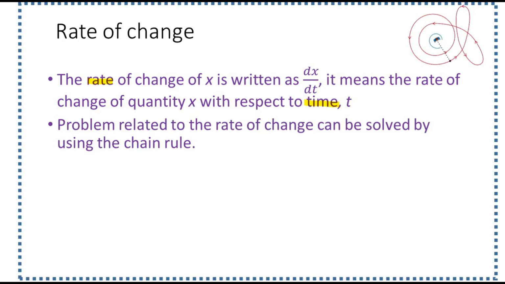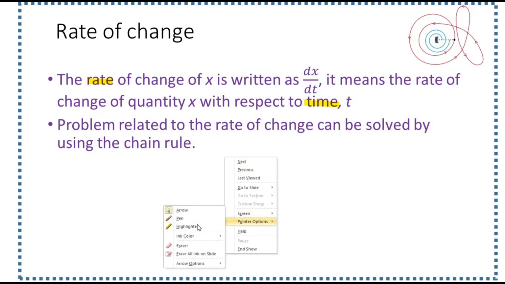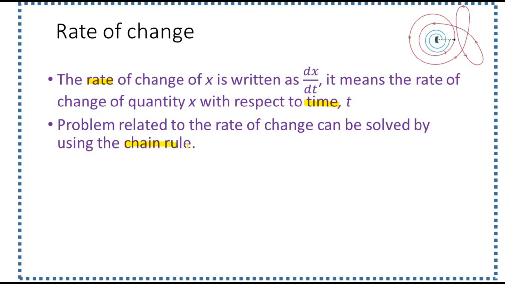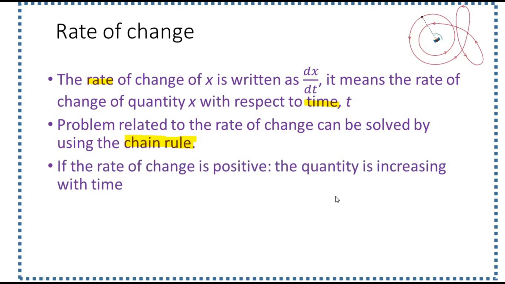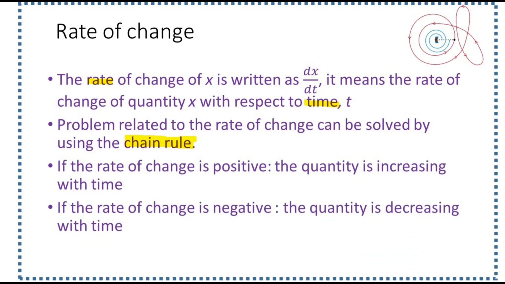Next, problems related to the rate of change can be solved by using the chain rule. As we already know from topic 9, the chain rule is one of the main important parts of this topic. If you do not remember the concept of the chain rule, please revise topic 9, parametric differentiation. Next, if the rate of change is positive, the quantity is increasing with time. If the rate of change is negative, the quantity is decreasing with time.